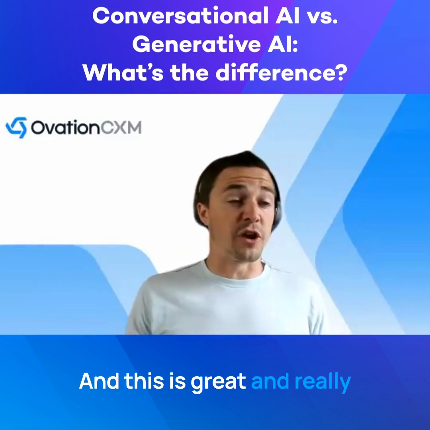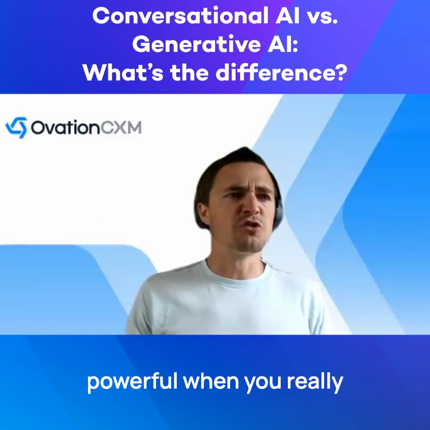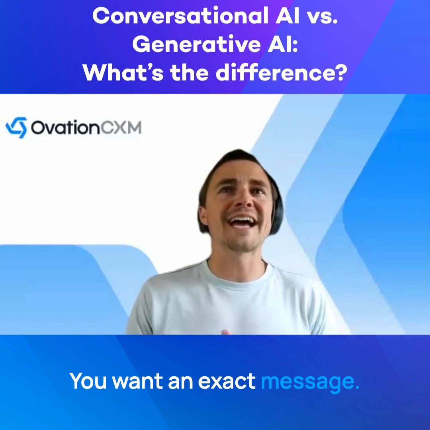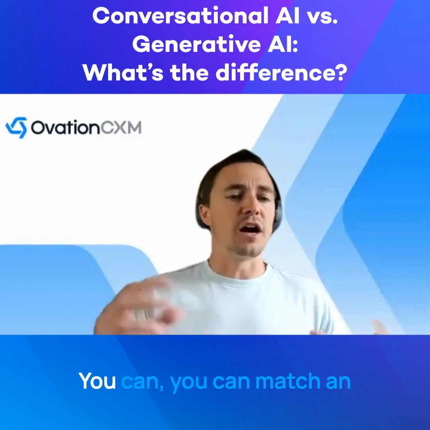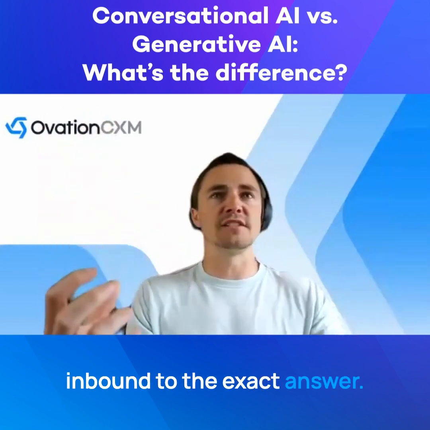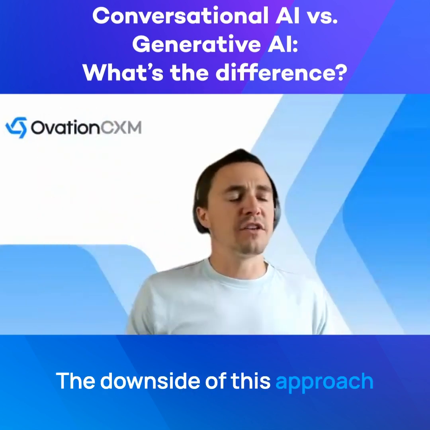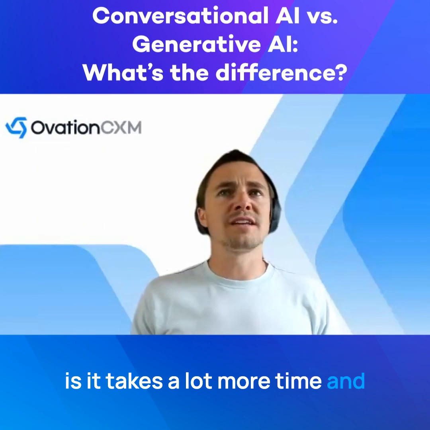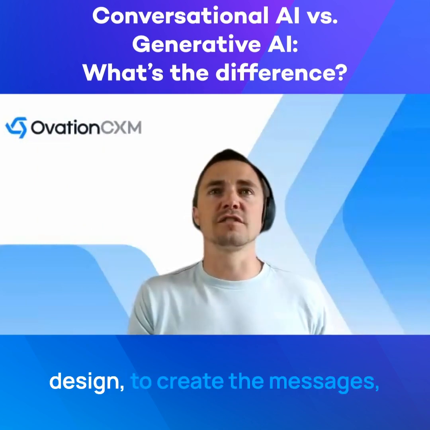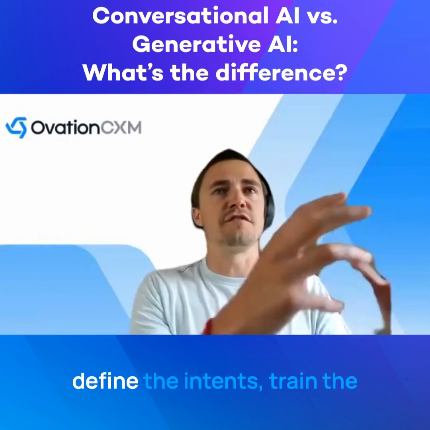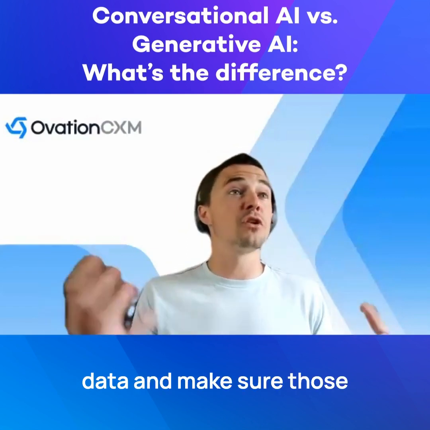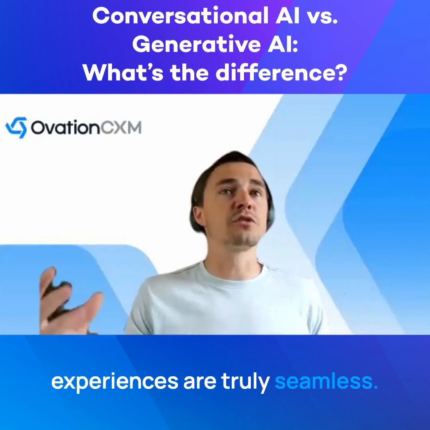This is great and really powerful when you want to control the narrative. You want an exact message. You want to leave nothing to chance. You can match an inbound to the exact answer. The downside of this approach is it takes a lot more time and effort in the conversational design to create the messages, define the intents, train the data, and make sure those experiences are truly seamless.